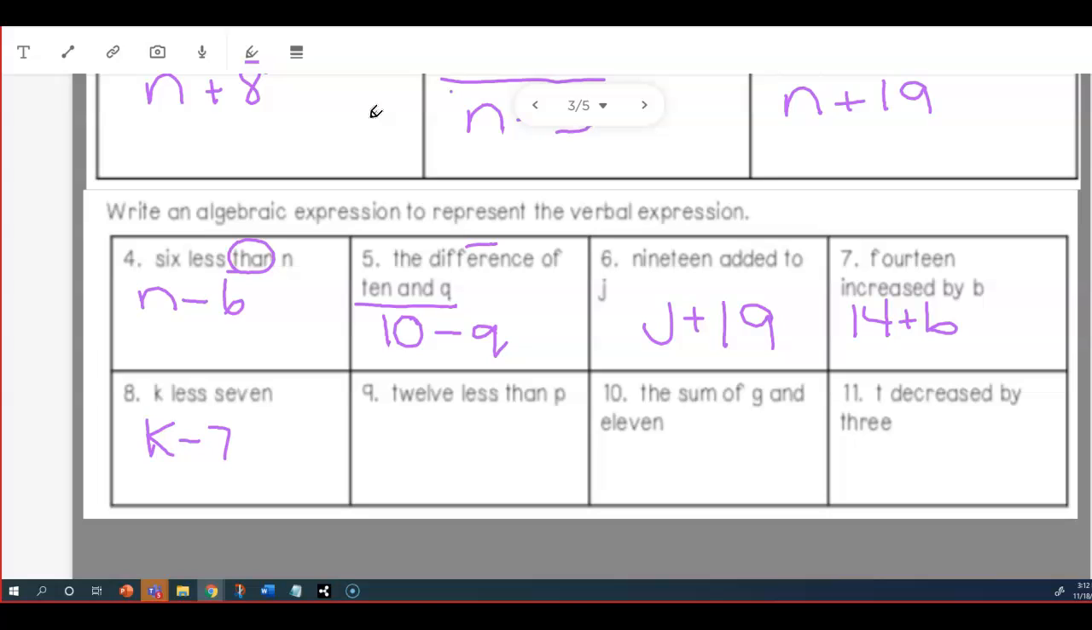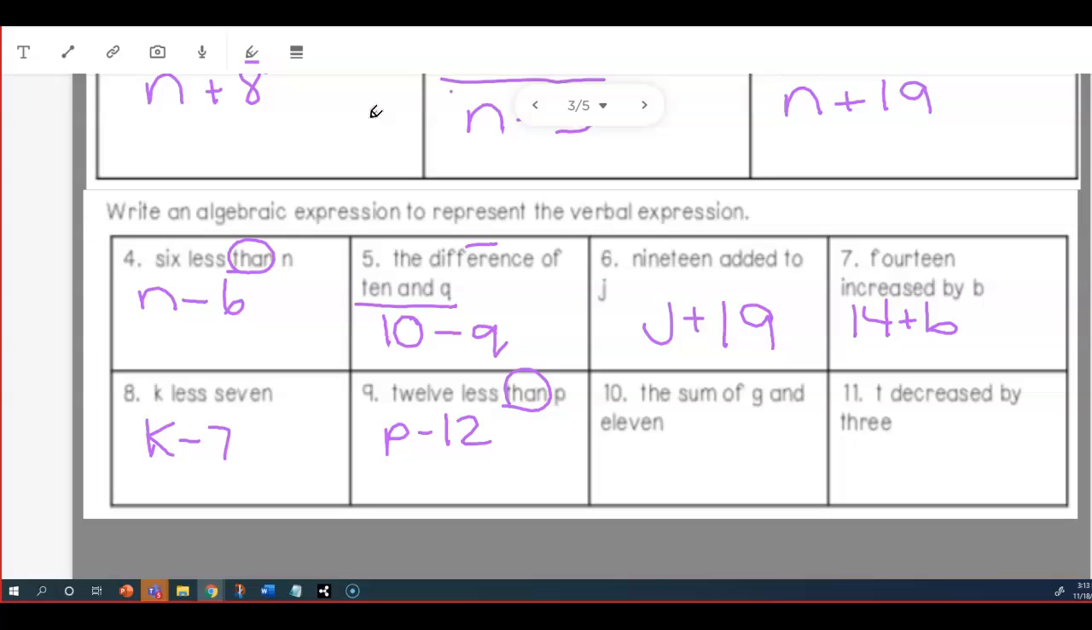Because we're never going to have one like this anyway. So, K plus 7. 12 less than P. What do you think should come first, the 12 or the P? The P. There's that word than, which makes me want to stop and think. 12 less than P, so we're going to go with P minus 12.